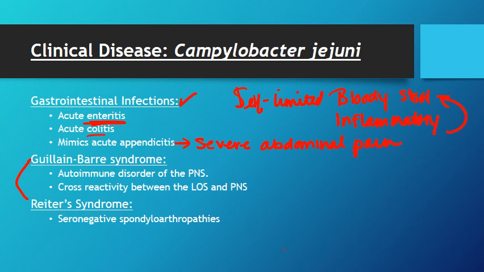So with Guillain-Barré, remember, this is technically an autoimmune disorder. So basically you have antibodies that are made to those lipooligosaccharides of the cell wall of C. jejuni, and they basically cross-react with nerves or receptors of the peripheral nervous system. Reiter's is actually a seronegative reactive arthritis, but it's also been associated with C. jejuni. It's one of the spondyloarthropathies.